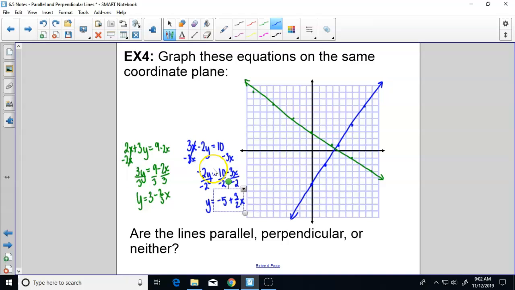And then for the second one, you've got 3x minus 2y equals 10. So you subtract your 3x. You divide by -2. You end up with -5 plus 3/2 x. So you should have a y-intercept at -5 and a slope of up 3, right 2.